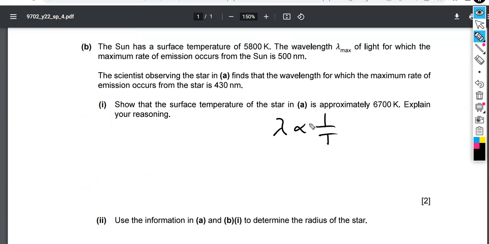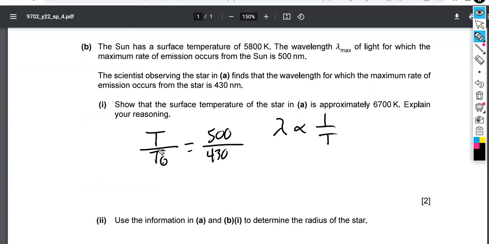So if we want to show that the temperature of a star is something, we'll take a ratio of the temperatures like this. This will be the temperature of the sun. The wavelength of the sun is going to be the numerator over here, and we've got that as 500 nanometers. The temperature that we want to show is 6,700, corresponding to the distant star, which peaks at 430 nanometers.